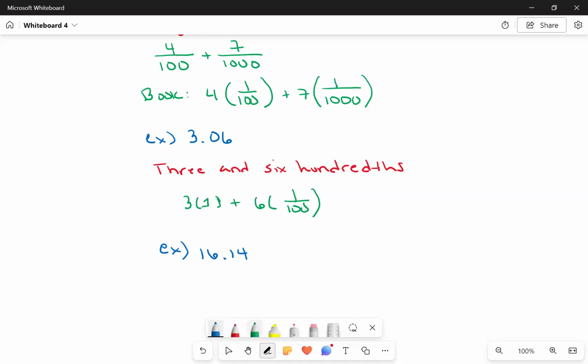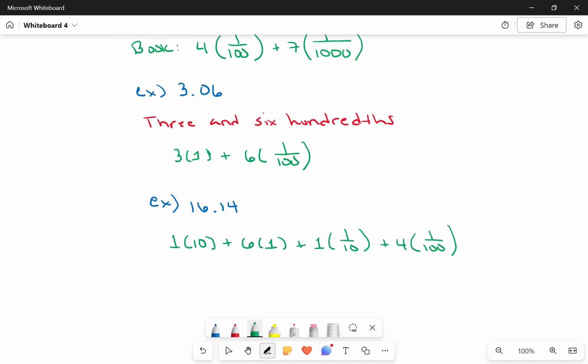16.14, write that in expanded notation. So 1 is in the tens place. 6 is in the ones place. 1 is in the tenths place. 4 is in the hundredths place. And I do want to mention that what's nice about expanded notation is it, first of all, of course, reinforces place value, but it also reinforces the idea that we have these reciprocal values here for the tens and the tenths, right? That 1/10 is actually a reciprocal of 10. So it emphasizes that reciprocal idea as well.